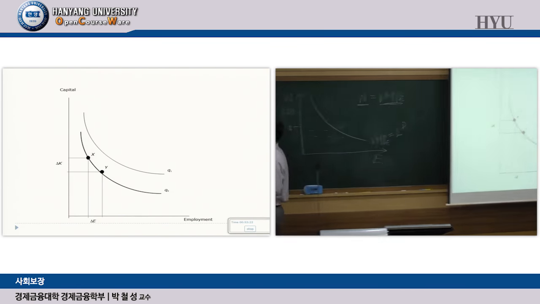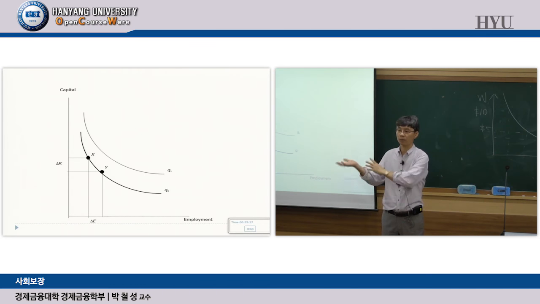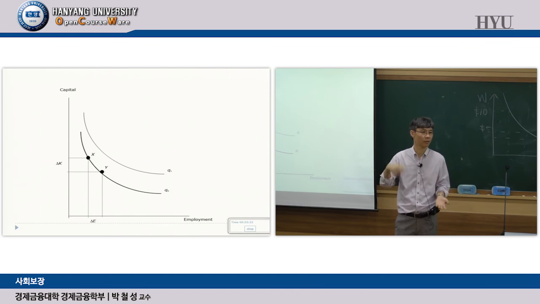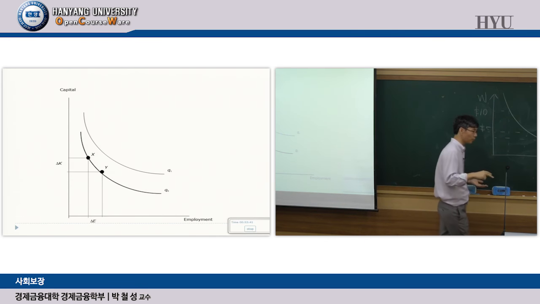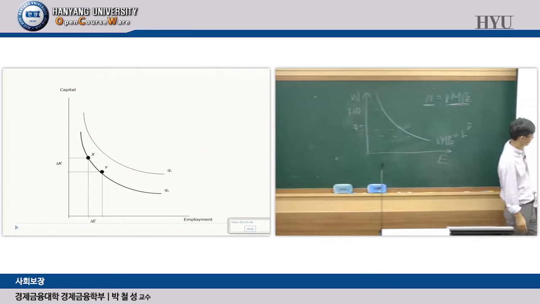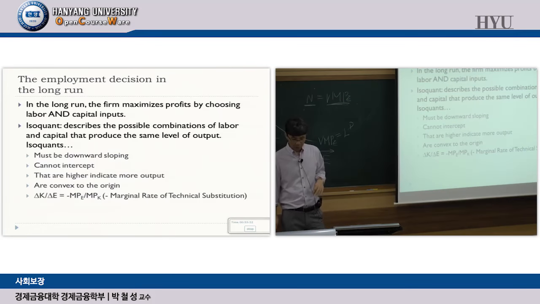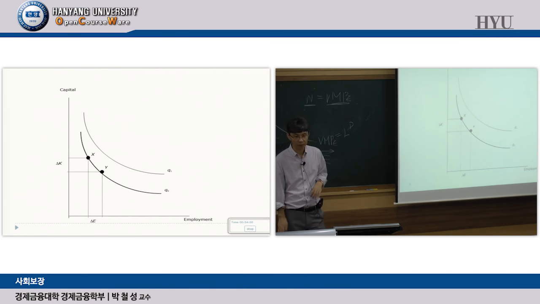And the isoquant curve is obviously negatively sloped, meaning that if you increase one input to produce the same output, you have to decrease the other input. If you increase both inputs, you cannot produce the same output. You will produce more output. If you decrease both inputs, you will produce less output, not the same. So the isoquant curve must be negatively sloped. Another one cannot intersect, obviously, because if they intersect, then it's strange.